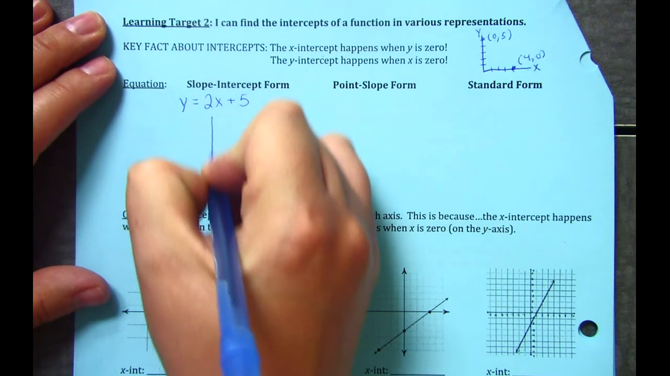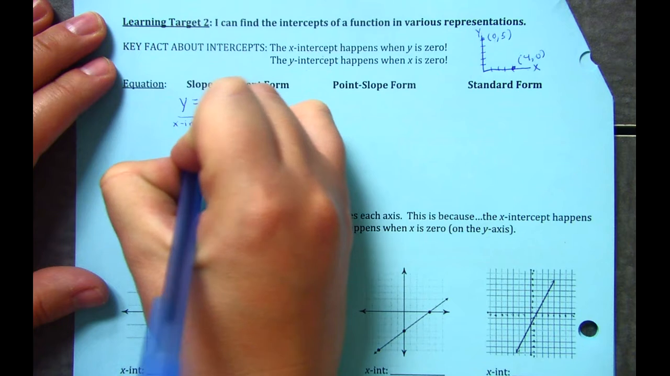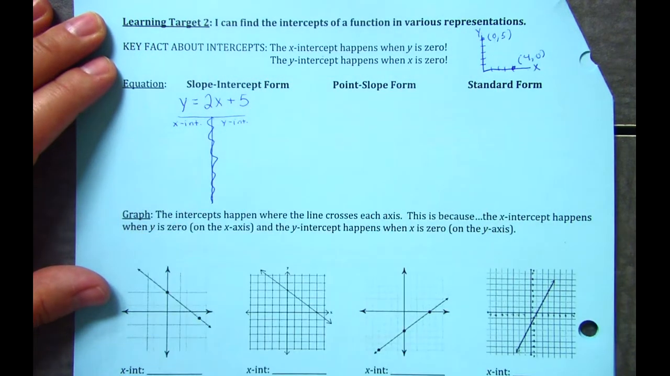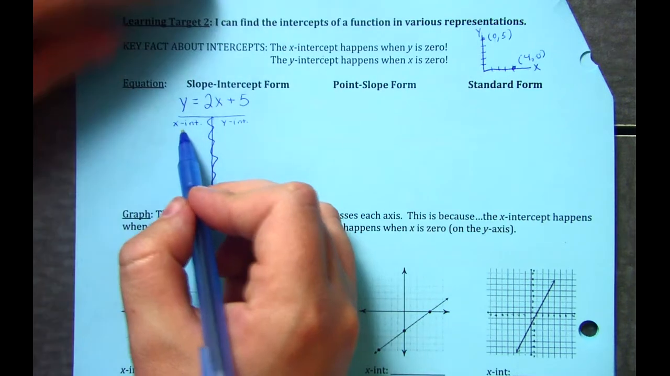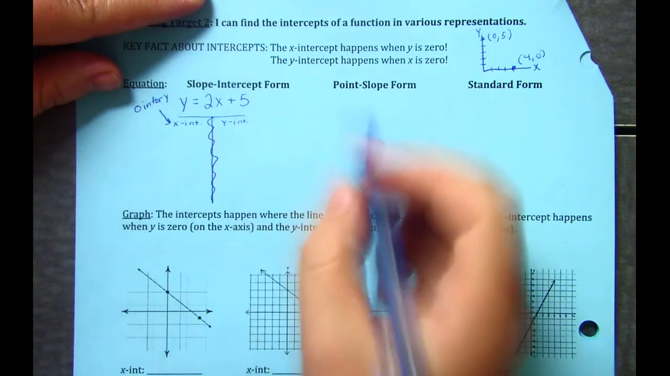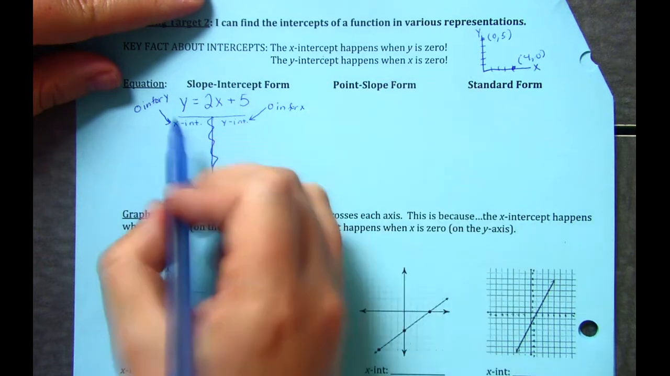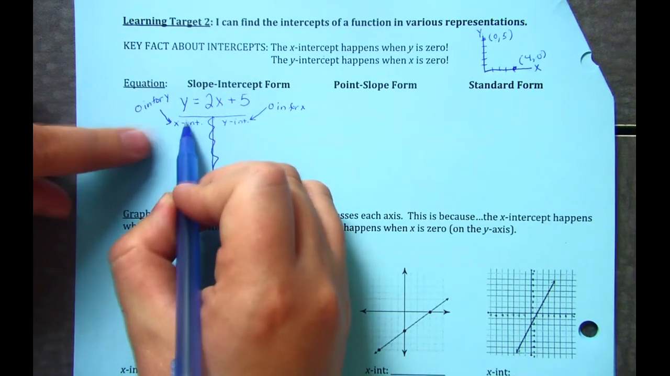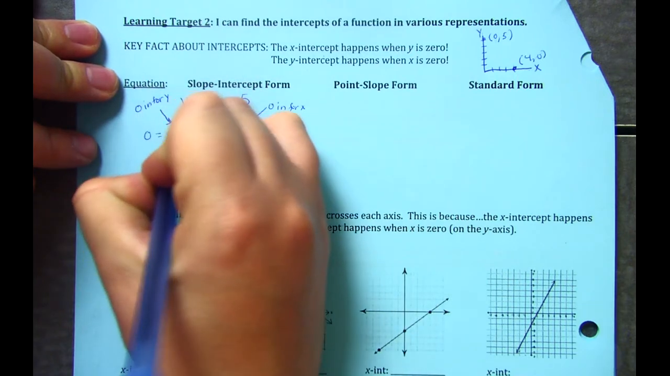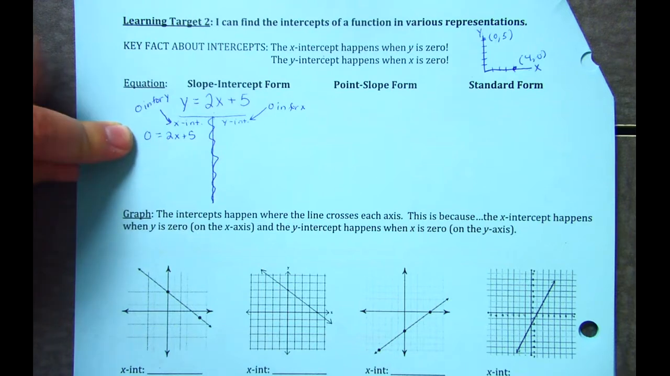So I'm going to make a line right here. This side is going to be my x-intercept. This side is going to be my y-intercept. So I have two different sides. For my x-intercept, I'm going to put 0 in for y. And for my y-intercept, I'm going to put 0 in for x. So for my x-intercept, instead of y equals 2x plus 5, it's going to say 0 equals 2x plus 5. And then I solve to see what x is.